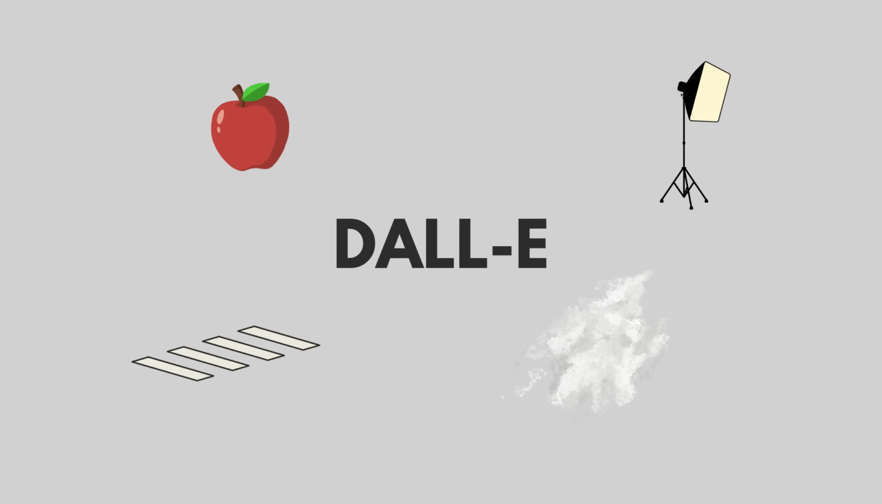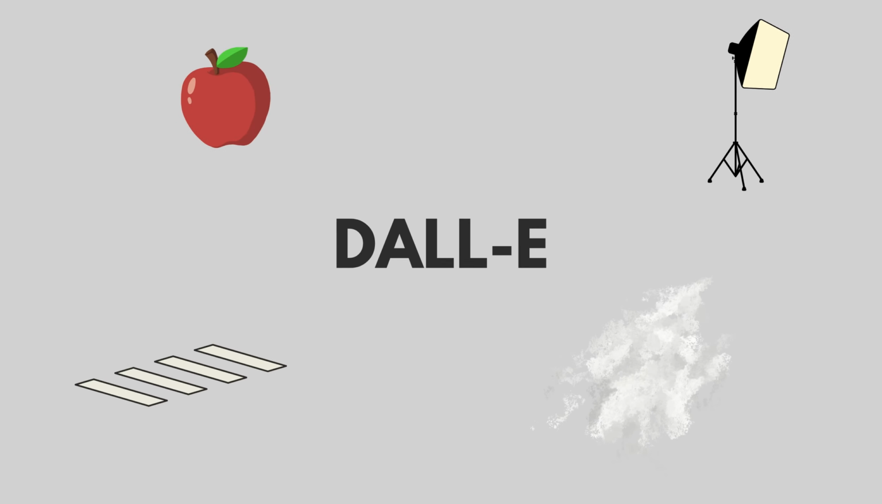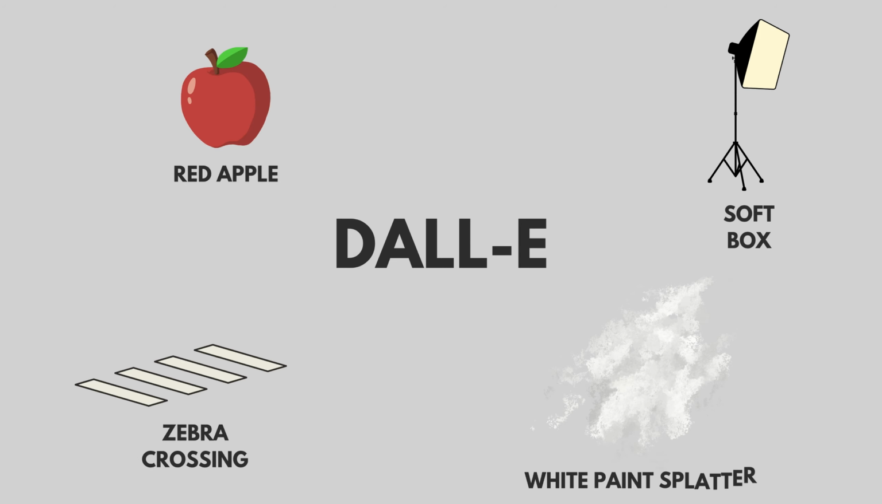So how is it trained to put together images and text? Models like DALL-E were trained on millions of images with captions. So they learn what objects look like, what perspective and textures and lighting look like, and how wording maps to images.